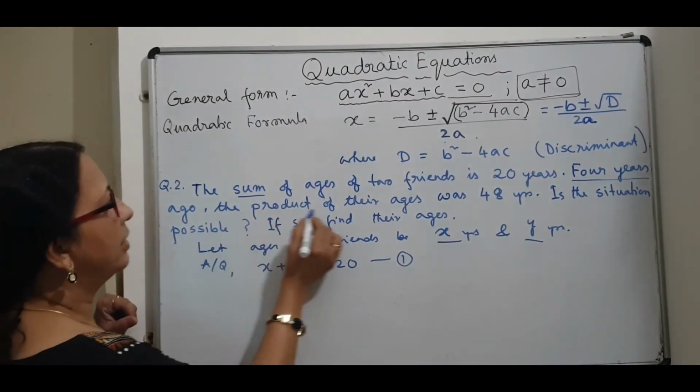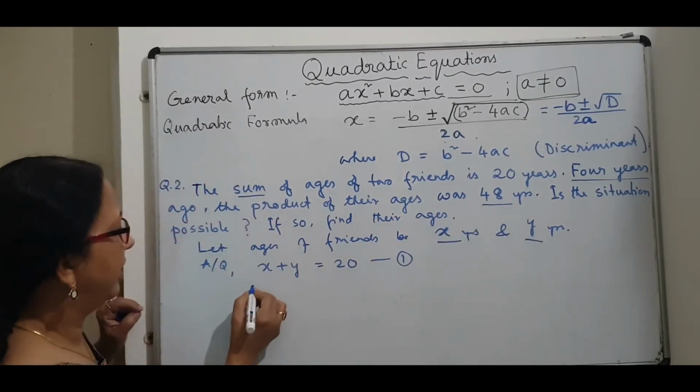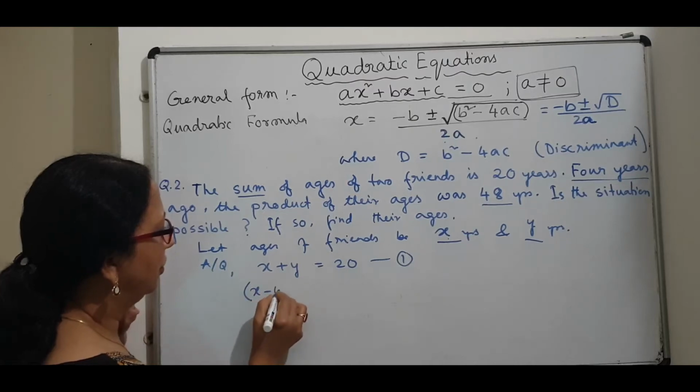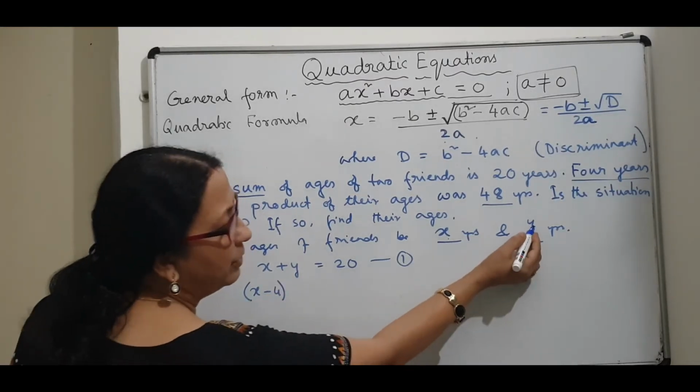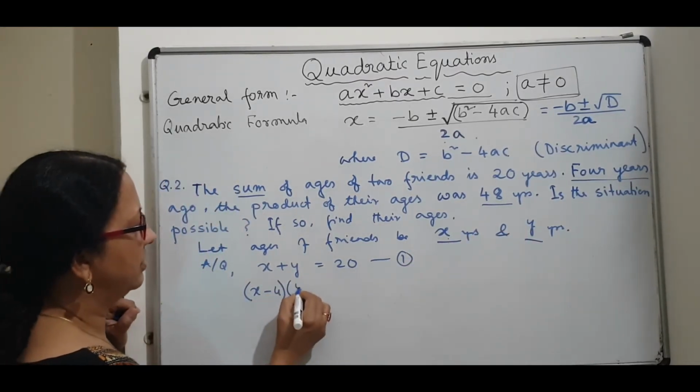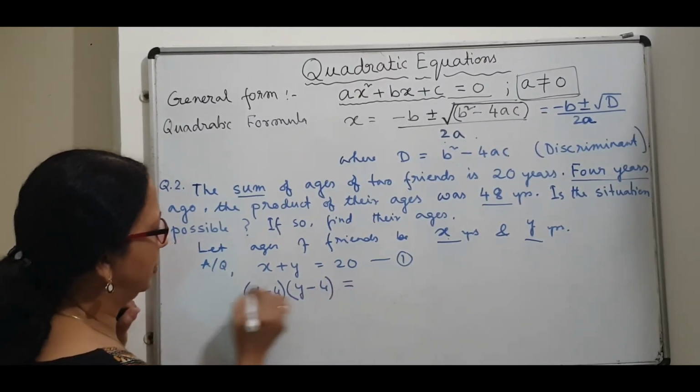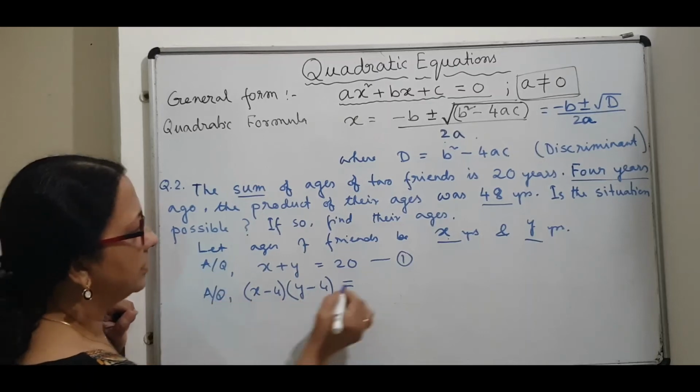The product of their ages was 48. So 4 years ago, the age of the first friend will be x minus 4 and the age of the second friend will be y minus 4. So the product of their ages 4 years ago is this one, and according to the question, this is 48.